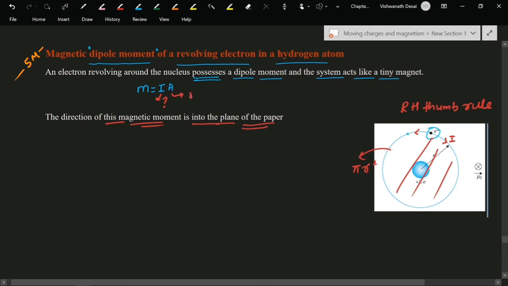Now I need to calculate first I, and the area is already found. The value of the area enclosed by the current is pi r square. So I need to calculate the current now.